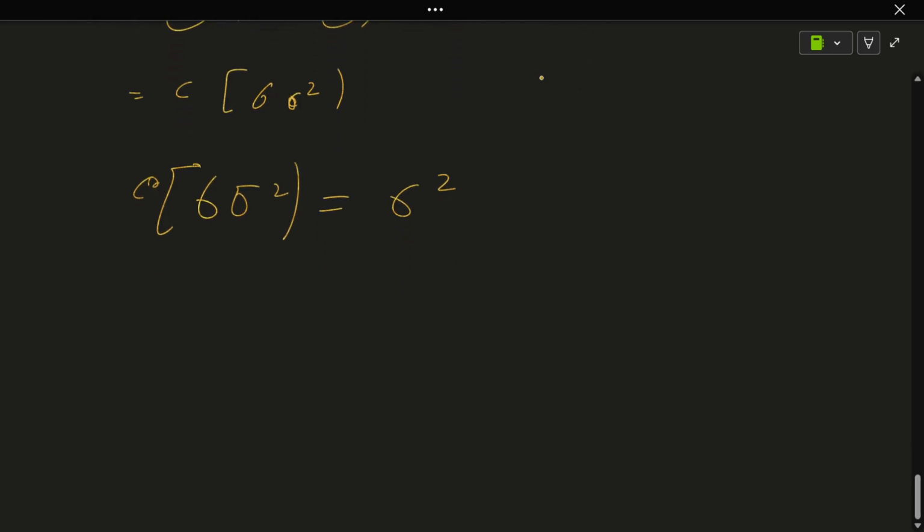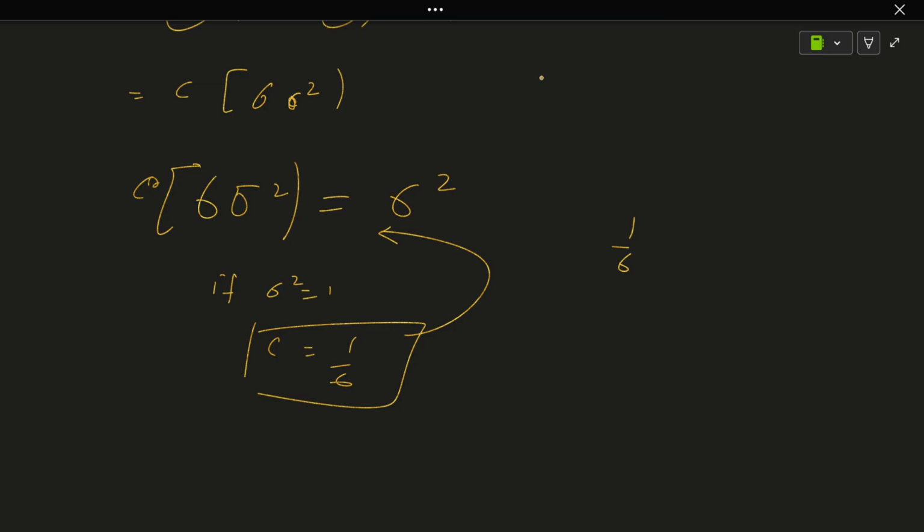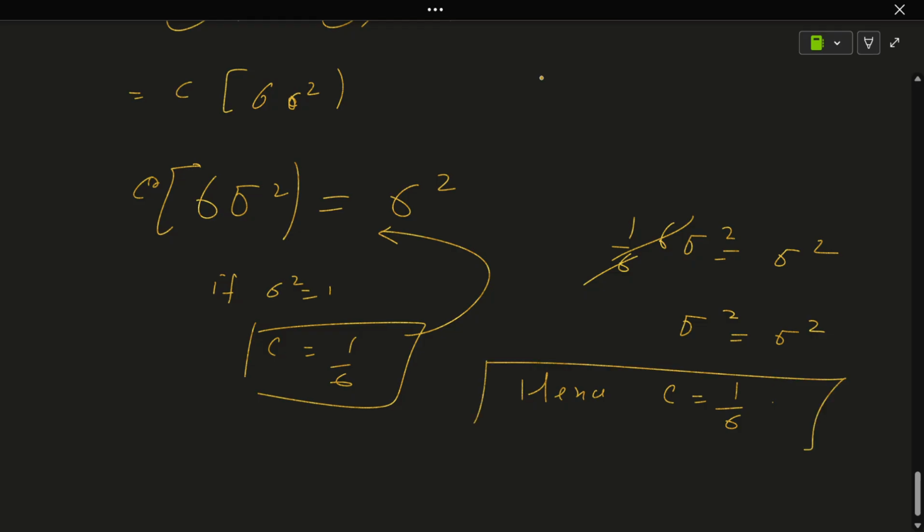Now see, if sigma square is equal to 1, then C is equal to 1 by 6. Now put C is equal to 1 by 6 in this. So this is 1 by 6, 6 sigma square is equal to sigma square. This 6 and this 6 go. Sigma square is equal to sigma square. Hence, C is equal to 1 by 6. So what's the value of C? That is 1 by 6.